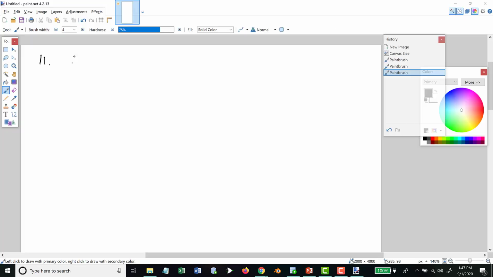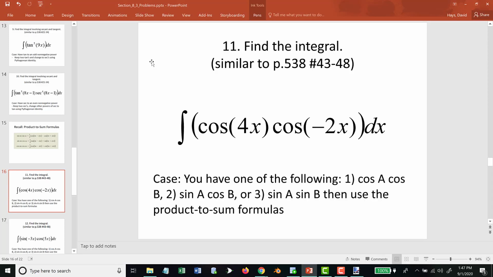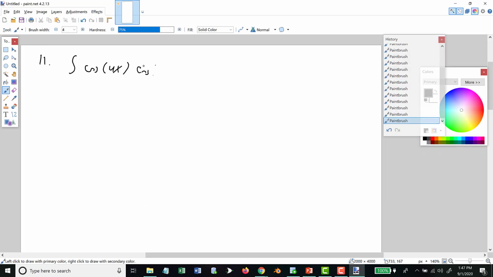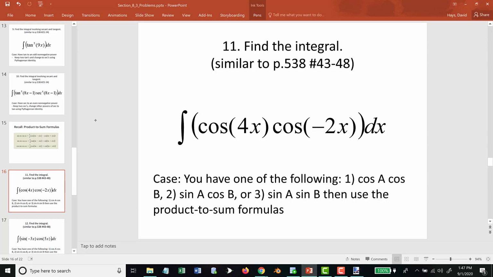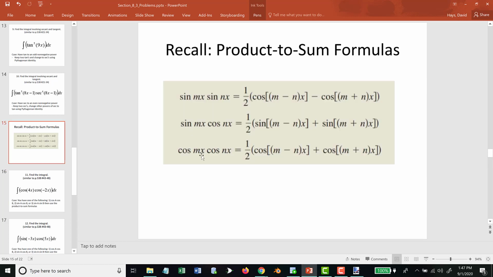We've got the integral of cosine of 4x times cosine of negative 2x dx. Now, sometimes you can get rid of the signs so you don't have to worry about those, but oftentimes it doesn't hurt to leave them in here. Cosine of a negative angle becomes cosine of the positive angle, because it's an even function. If you've got a negative, you can drop a negative. Now, this applies to my second formula here.